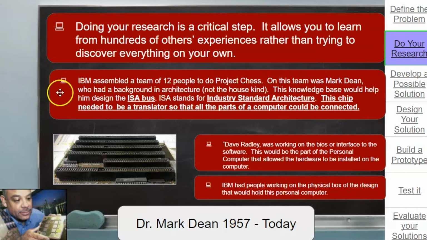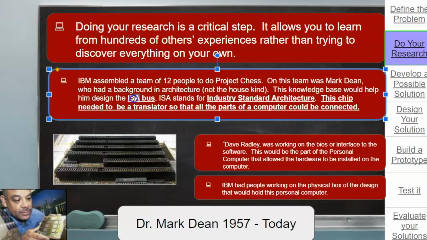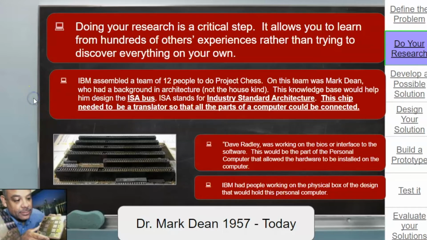So IBM knows this. So what they do to research, quote unquote, is they assemble a team of 12 people to do this. And on this team was Dr. Mark Dean, who had a background in architecture, not the house kind, for computers. This knowledge base would help him design the ISA bus. ISA stands for Industry Standard Architecture. It also stands for a lot of other things, so we need to be specific when we talk about computers. This chip needed to be a translator so that all the parts of a computer could be connected.